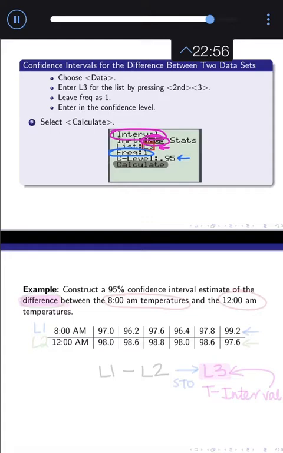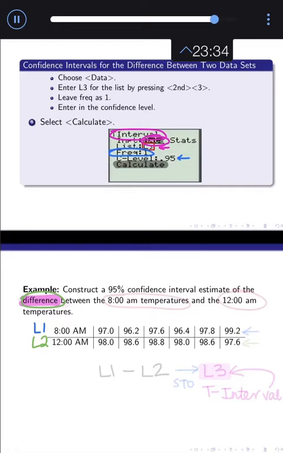So let's try it on the same exact example that we just did. So let's try it with this first example. This first example has a bunch of temperatures, and we want to construct a 95% confidence interval estimate for, again, here's your hint, you're actually going to look at the difference between the two. So even though you have two lists, a list 1 and a list 2, we don't want to look at list 1 and list 2 separately. We want to look at the difference, just like in the last one when we were doing testing.